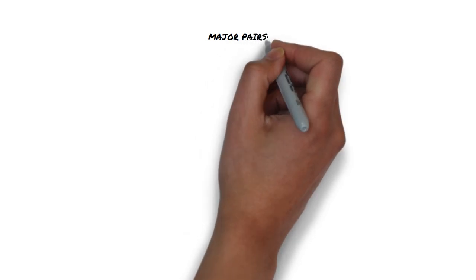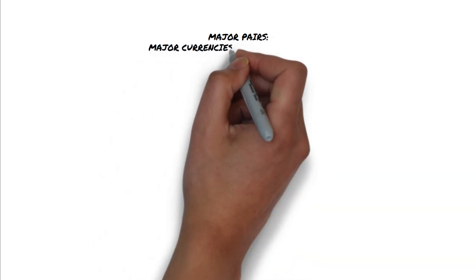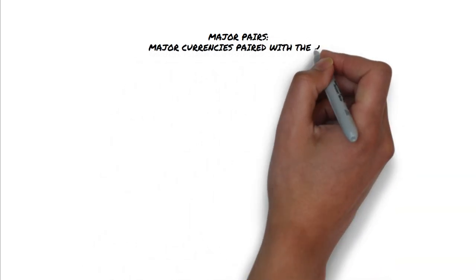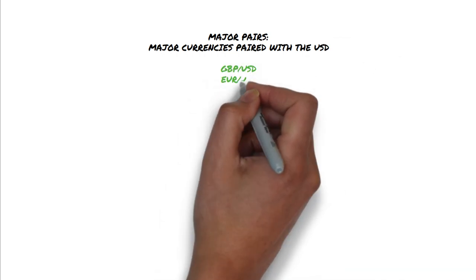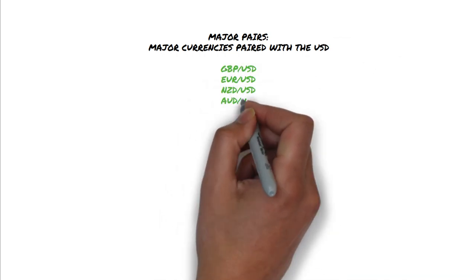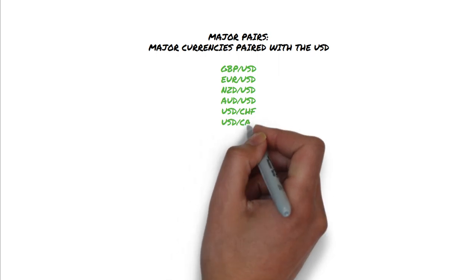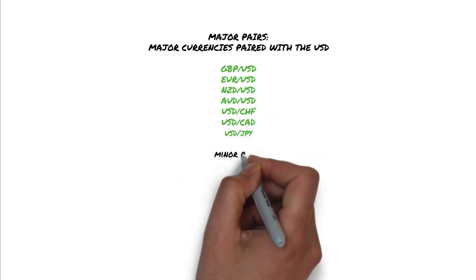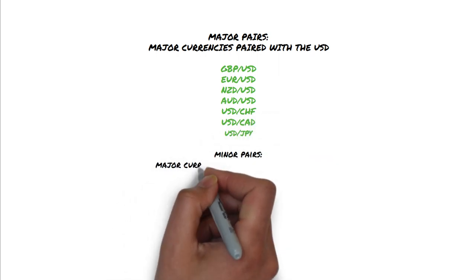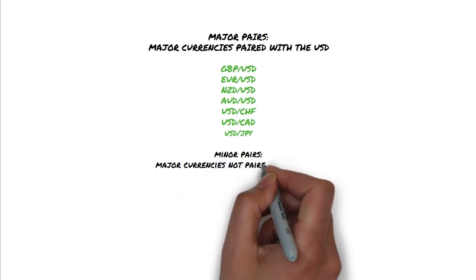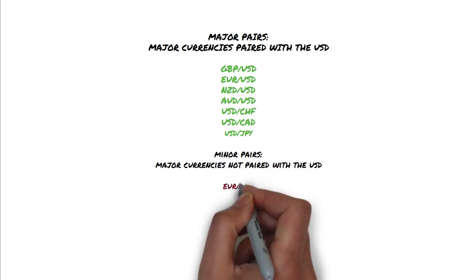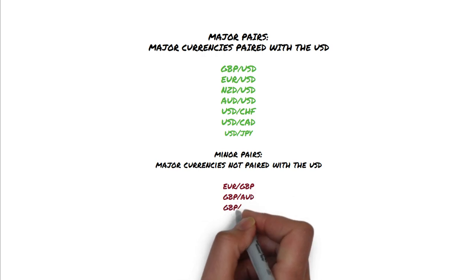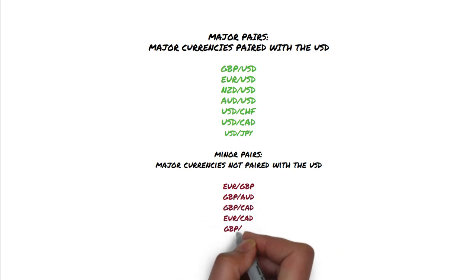The major pairs are major currencies that are paired with the US dollar. Examples include GBP USD, Euro USD, and many more. On the other hand, we have minor pairs. Minor pairs are major currencies that are not paired with the US dollar, but are paired with other major currencies, such as Euro GBP, GBP CAD, GBP JPY, and more.